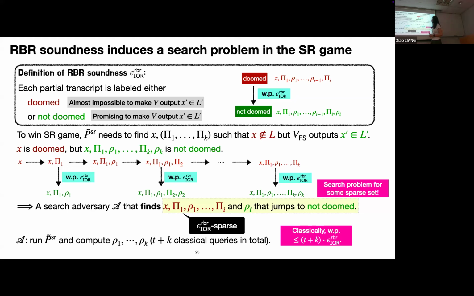Oh wait, so in order to compute doomed or not doomed, you need all of the previous row i's too. Yeah, but you don't need to run all the way to row k. Yeah, that's possible. It's like an upper bound for the query complexity. Maybe, from here in the second round, you already found a transition from doomed to not doomed. Then A can just stop there. It can just say, I found it. Then you only have maybe T plus 2 classical queries. But this is the worst case. It will need to compute all of it. Okay. Yes. Okay.